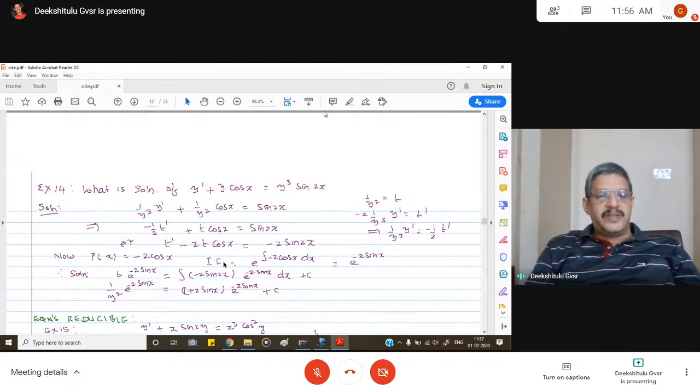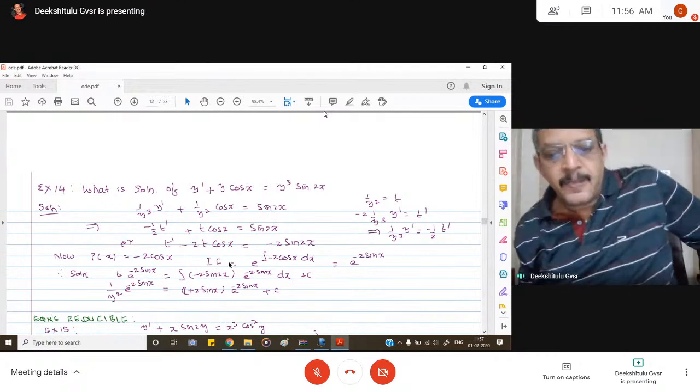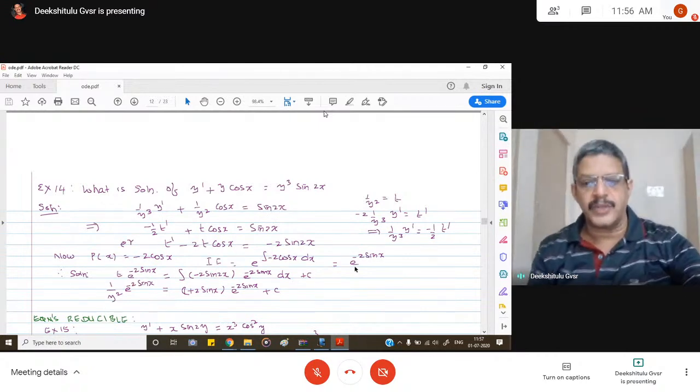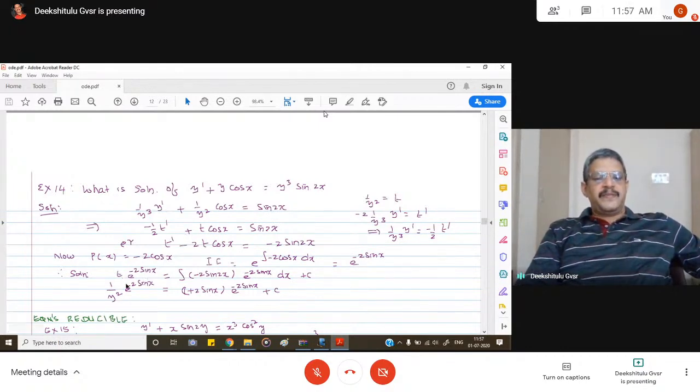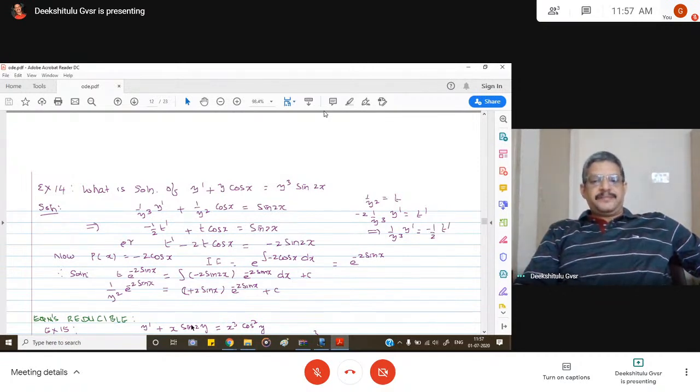So the integrating factor is e power integral p of x dx. So e power integral minus 2 cos x dx. This is e power minus 2 sin x. So the solution is t into the integrating factor is equal to integral q of x, that is sin 2x, into e power minus 2 sin x. So this is what we get.